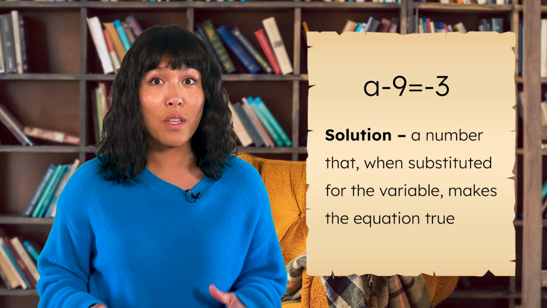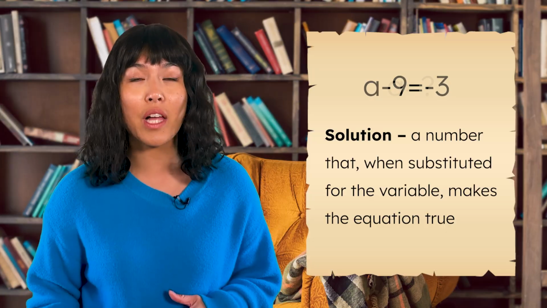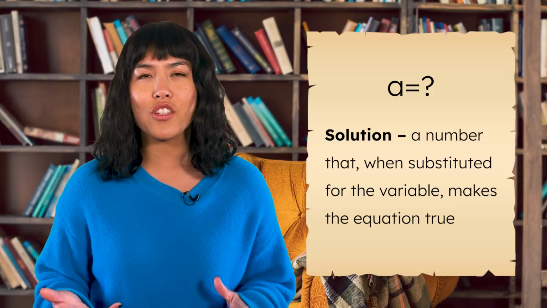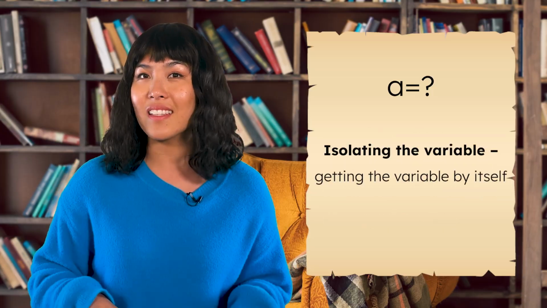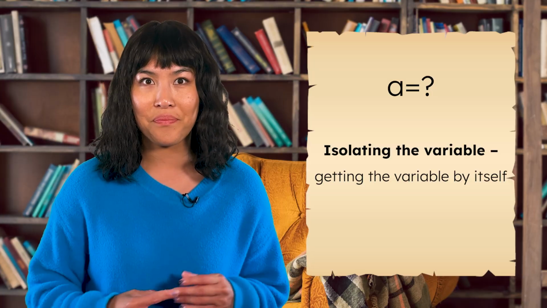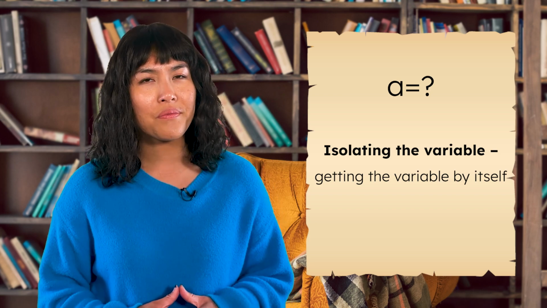Right now, I know what the value of a minus 9 is, but I need to know the value of just a by itself. If I could get my equation to look like just a equals a number, that would do it. We call this isolating the variable because we want to get the variable by itself. How can I isolate this variable though?